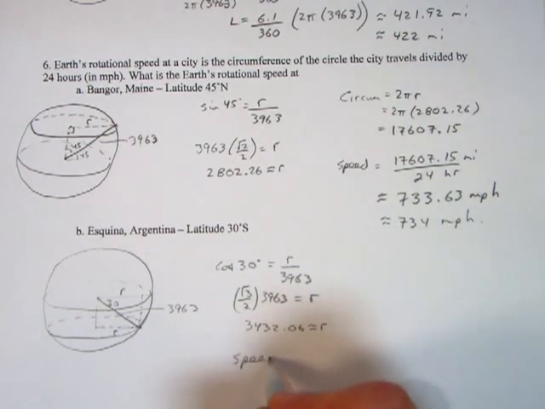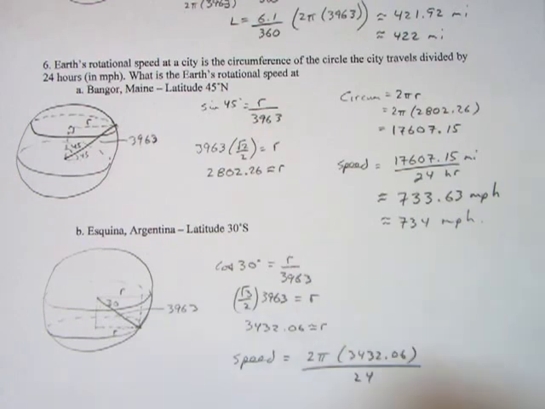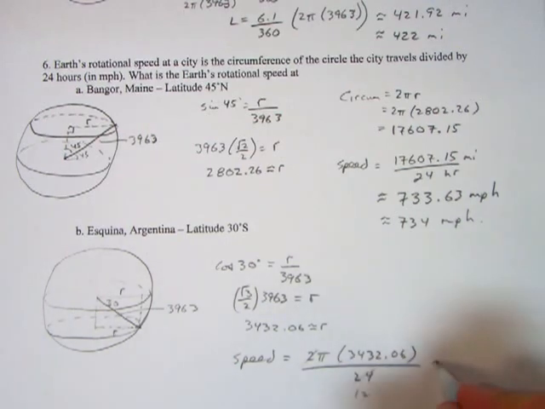Now, we could just skip straight to speed, because all we're going to do is 2 pi times that value and divide it by 24. So if you want, we can reduce this to make our calculation a little bit simpler. We'll take that value we have on our calculator, multiply it by pi, and then divide by 12. And we get approximately 898.51 miles per hour, or 899 miles per hour.